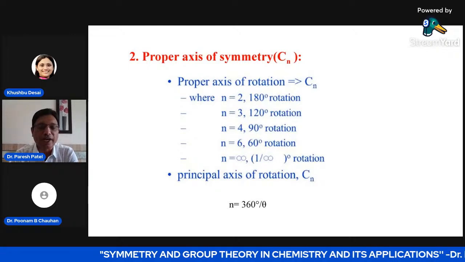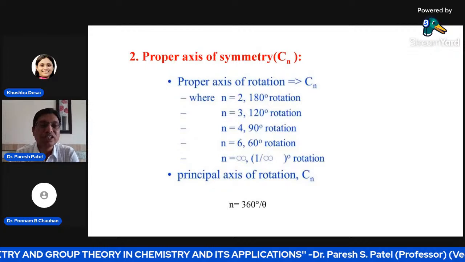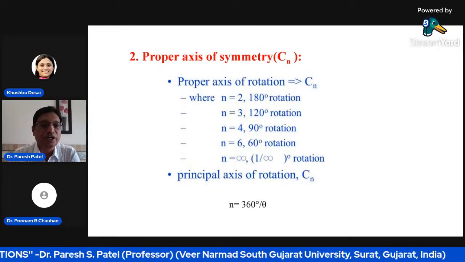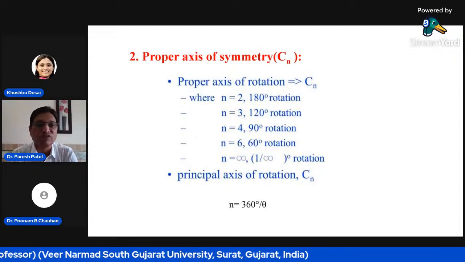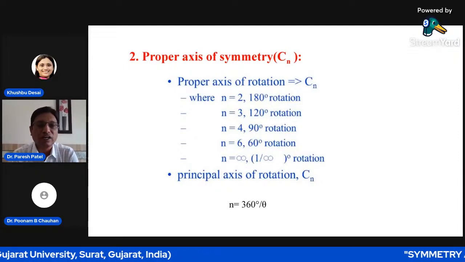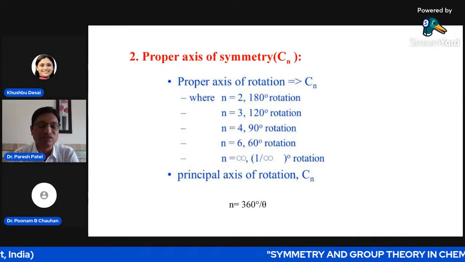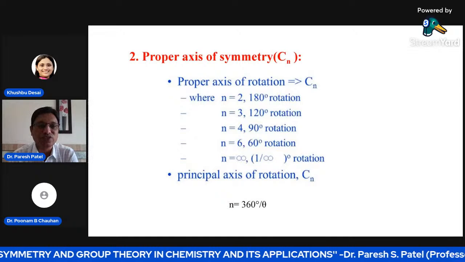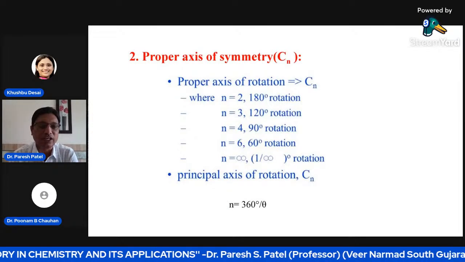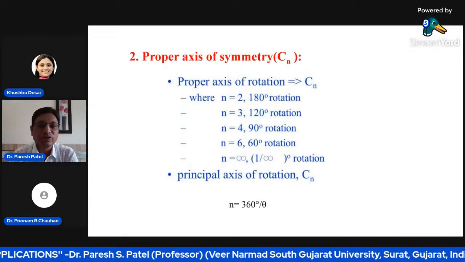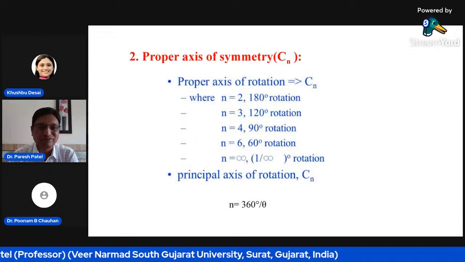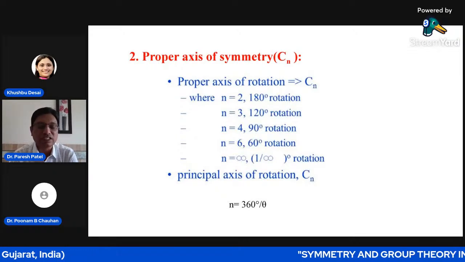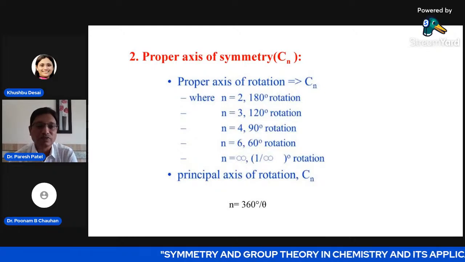So what is a proper axis of symmetry? We have to imagine an axis, and with the help of that imaginary axis we can get an equivalent orientation position of the molecule. That is known as a proper axis of symmetry. If we rotate a molecule by 180, then n is equal to 2. It means the symmetry element is C2. If we rotate the molecule by 120, then n is equal to 3. It means the symmetry element is C3. Now, what about the symmetry operation? Symmetry operations can be represented by Cnk, where n is the order of the axis, and k represents the number of times the symmetry operation is applied. Next, please.